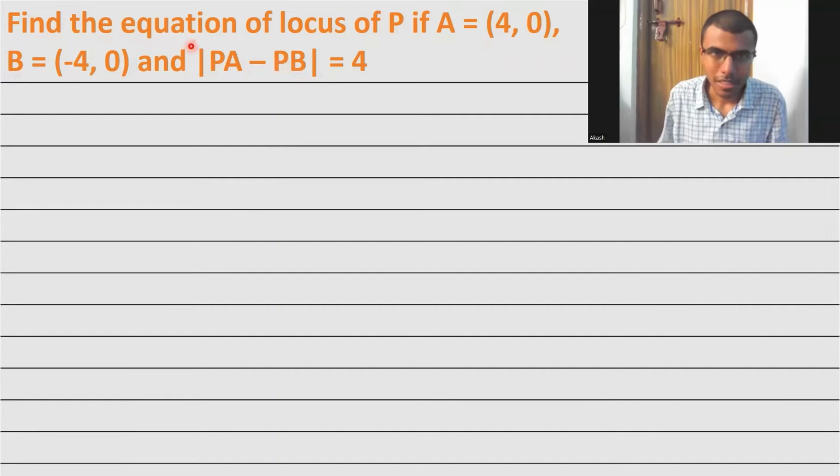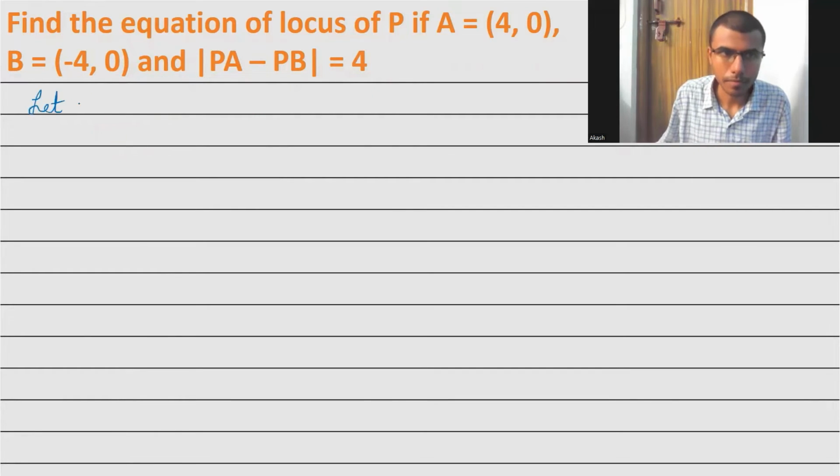Hello learners. Here we are given that A is (4, 0), B is (-4, 0), and mod of PA minus PB is 4. We need to find the equation of locus of P. Let's see how to do it. First, my first step is that let P(h, k) be any point on the locus.